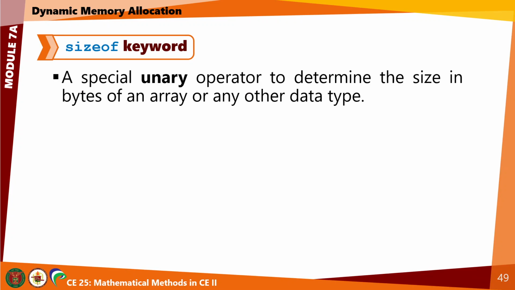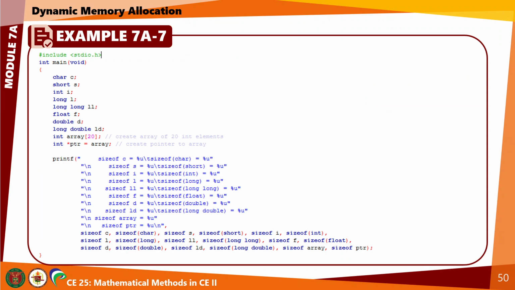Okay, this is a special unary operator, meaning isa lang yung operand niya. It is used to determine the size, kung ilang bytes yung meron sa isang data type. Ito yung example. As you can see here, different uses of sizeof. Yung dalawa yung gamit dito. Yung una, sizeof variables.